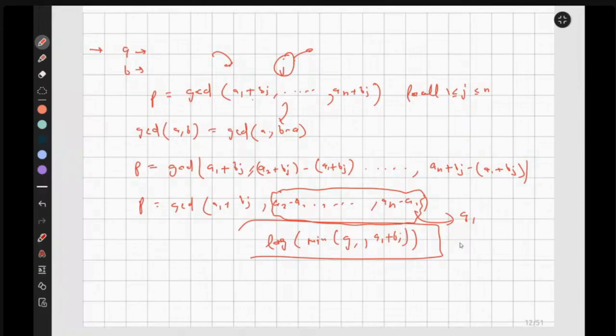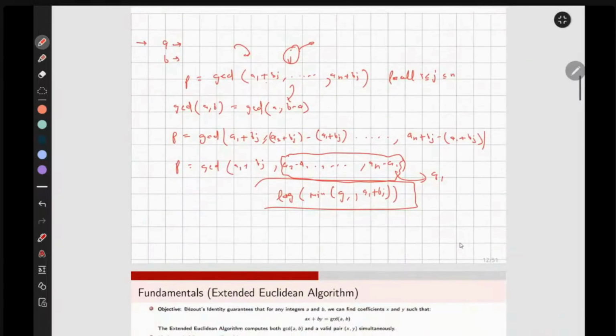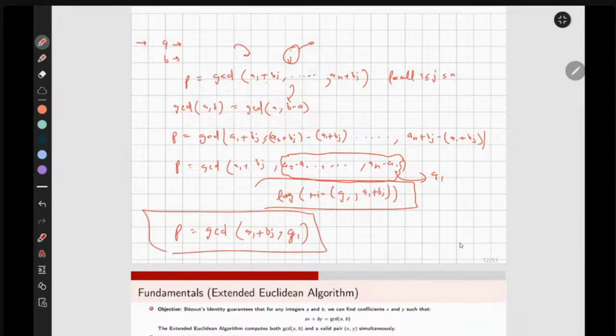I mean per j. Right. So we just compute the value P as the GCD of A1 plus BJ and G1. You need to compute just that. I hope the problem is clear. Should I move forward?